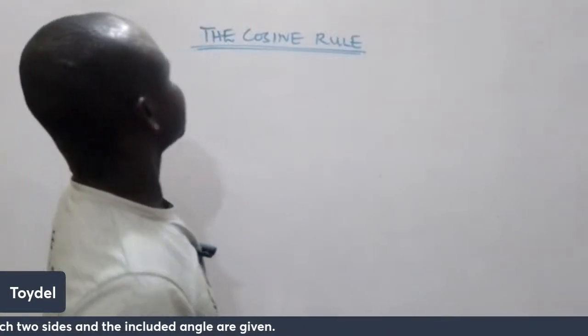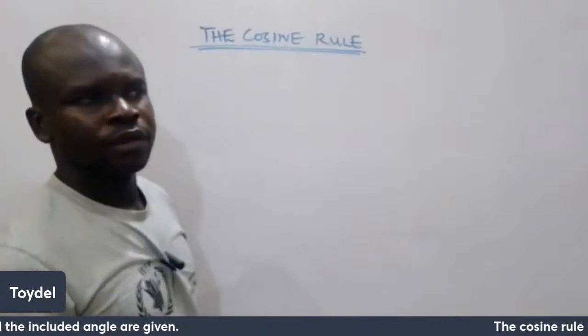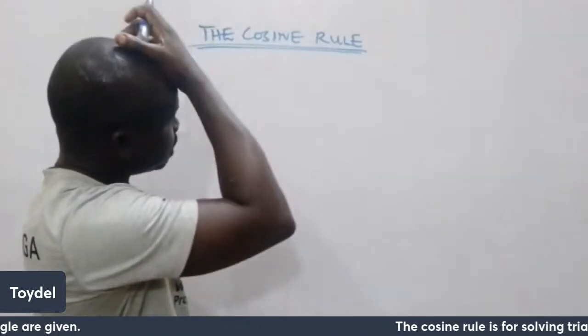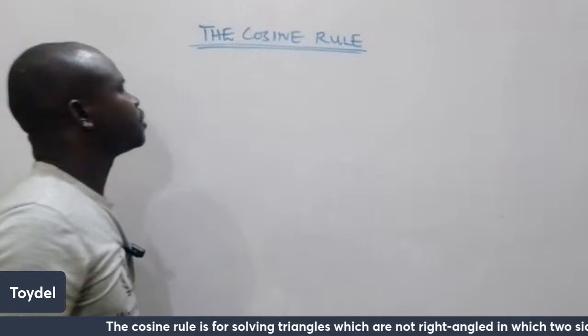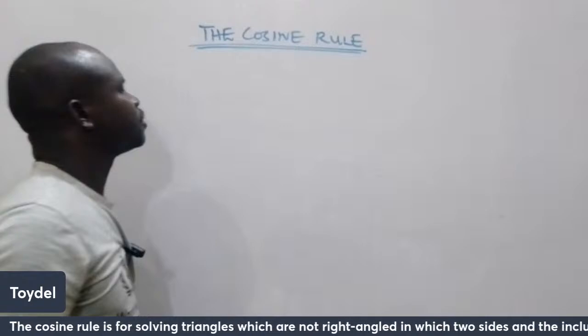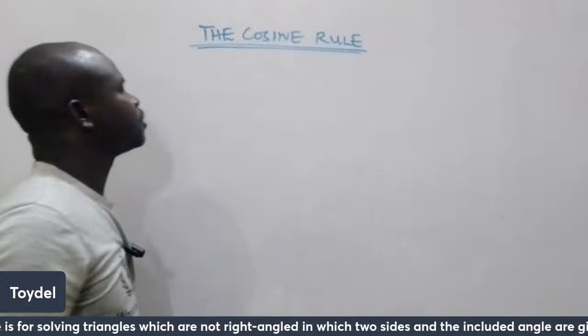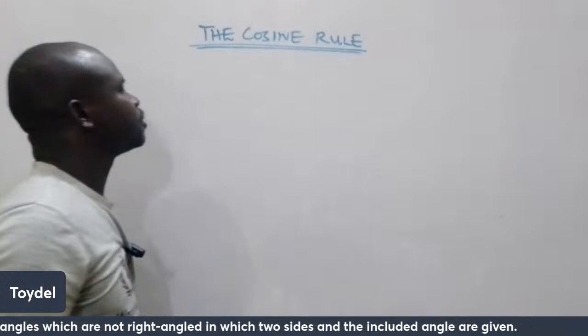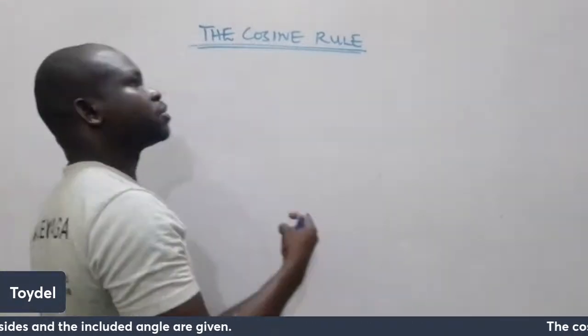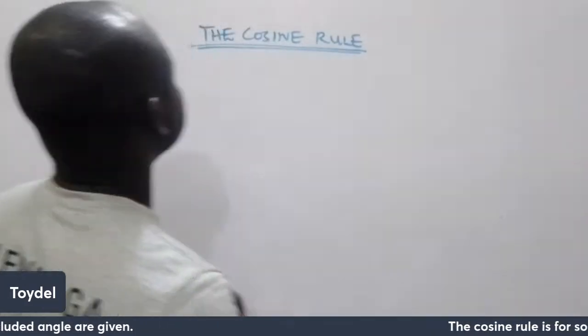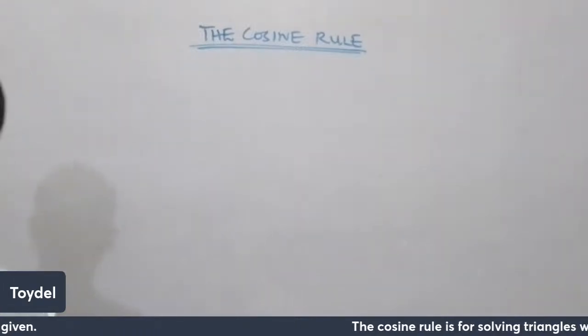We've actually talked about sine rule. So today we want to talk about the cosine rule. If you read about it, cosine is positive in the first and fourth quadrants, but in the second and third quadrants the cosine is actually negative. So that is what we discussed.